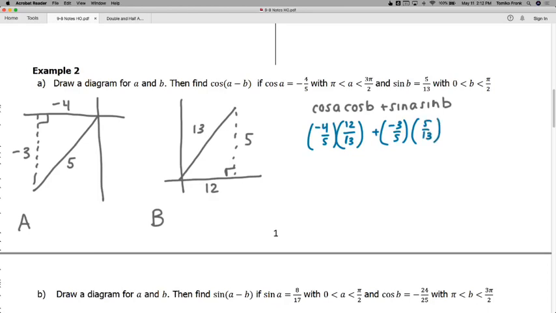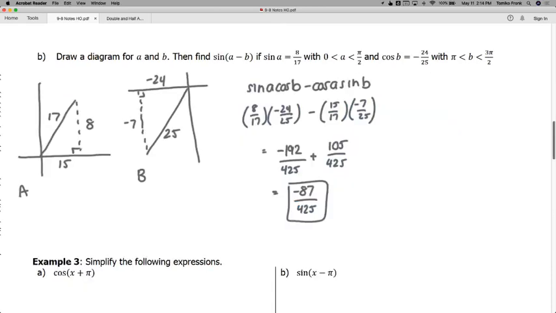All right, so we've got all of our values, so now we just multiply and simplify. So negative 48 over 65, and then this becomes minus 15 over 65. Our final answer then is negative 63 over 65. I don't think we can simplify that, so we leave that as our final answer there. All right, so give example B on the next page a try. Draw those diagrams, simplify, and then come back and check your answer.